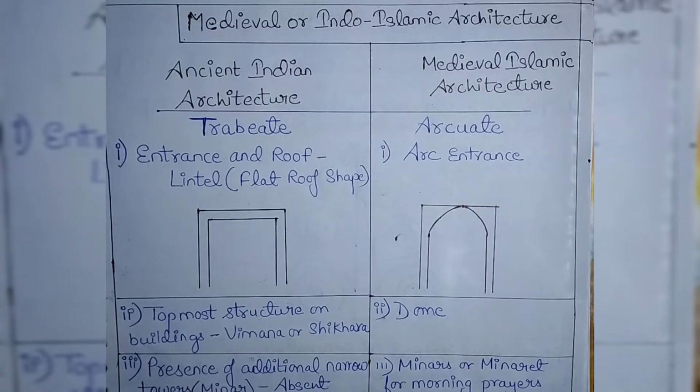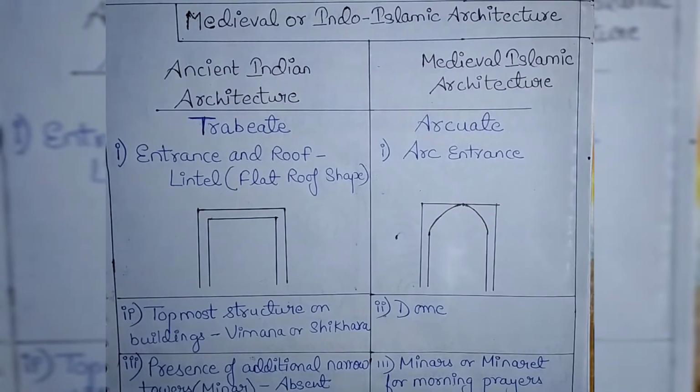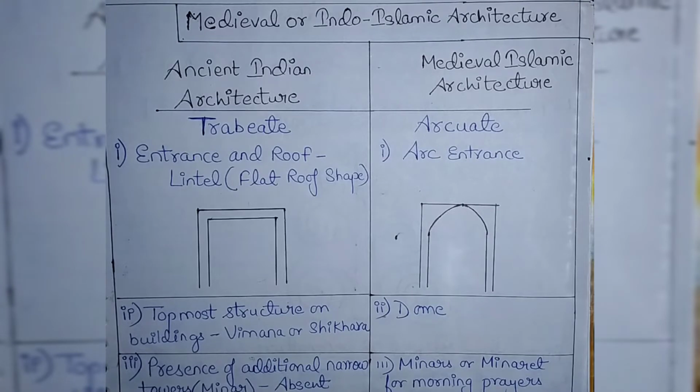Medieval or Indo-Islamic architecture. Indo-Islamic architecture is a fusion of Indian architecture and Islamic architecture. We are going to see the difference between the ancient Indian architecture and the medieval Islamic architecture. All those structures which come under the ancient Indian are called trabeate, and which come under the medieval are called arcuate. So let's see the difference.